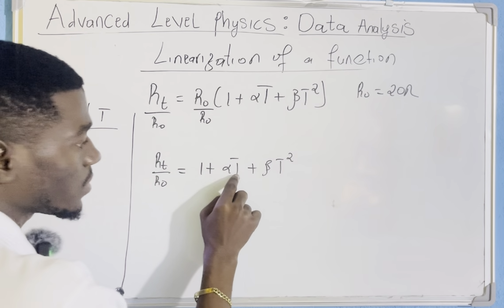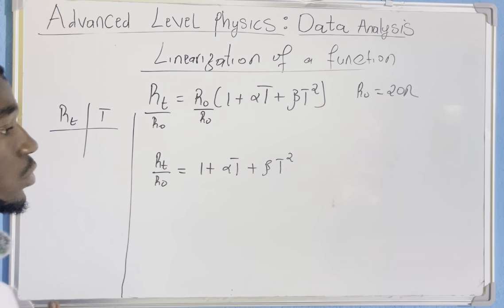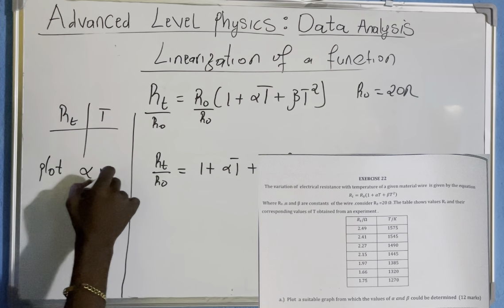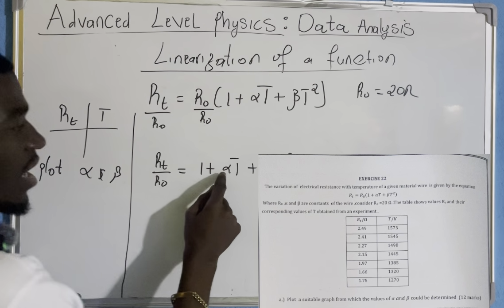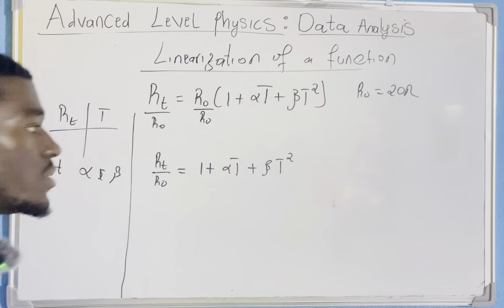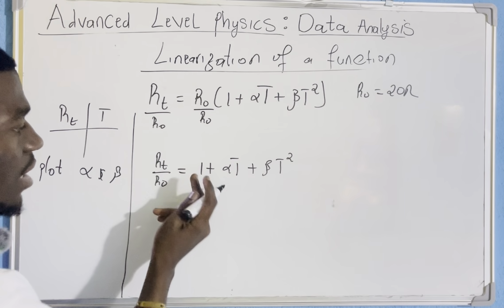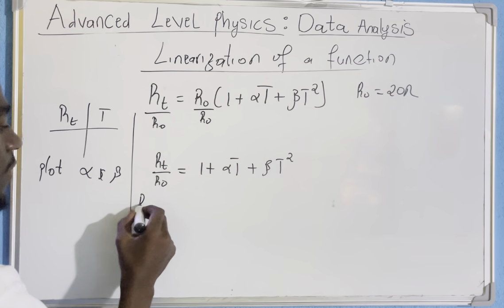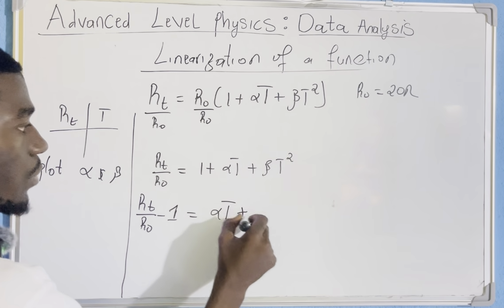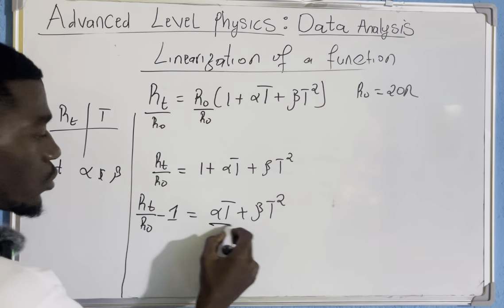Now I have another difficulty here. I have alpha, which is a constant to be determined, and beta, which is a constant to be determined, because the question is to plot a graph where alpha and beta can be determined. So I have alpha T and beta T square: two constants to be determined related with variables. That is not correct. So the next thing I can do is bring this 1 to the right hand side. I'll have RT all over R0 minus 1 simply equals alpha T plus beta T square. Now for me to eliminate this T square, there is no way but to divide all through by T.